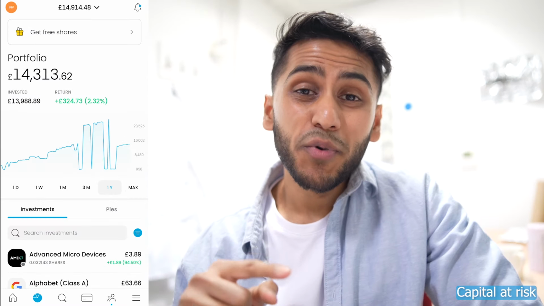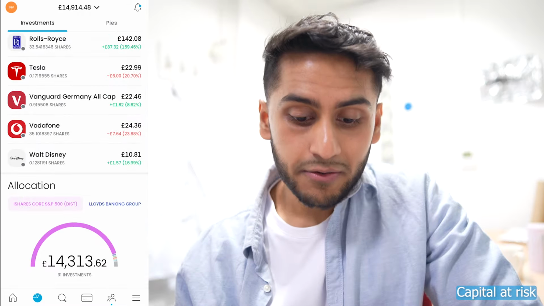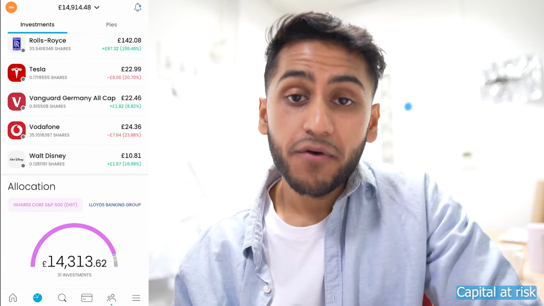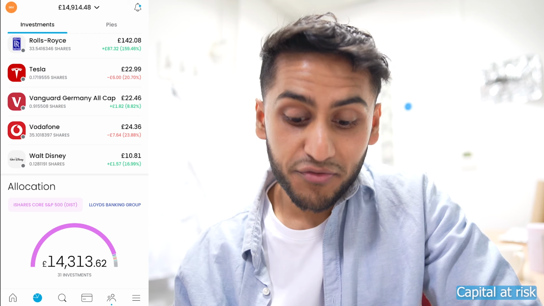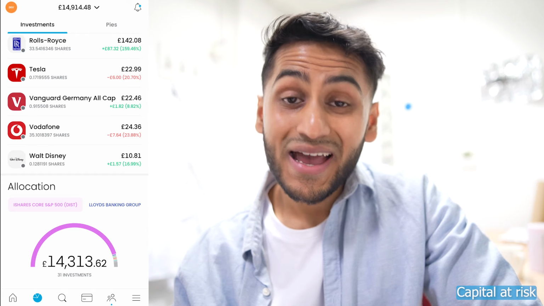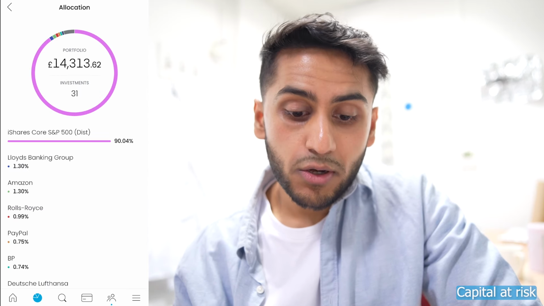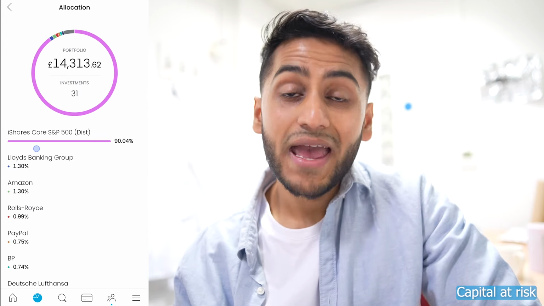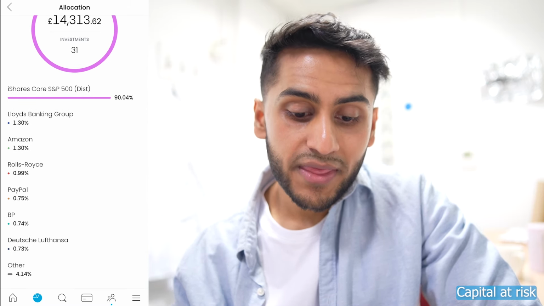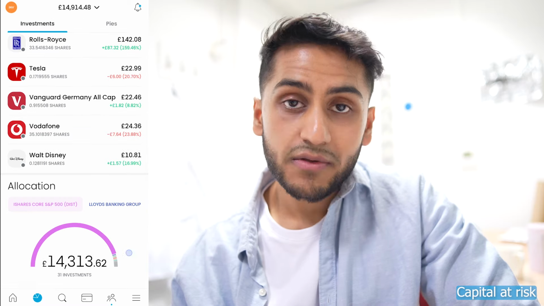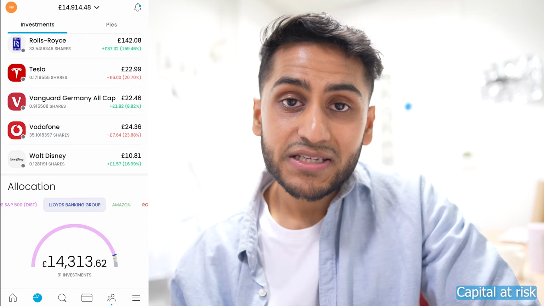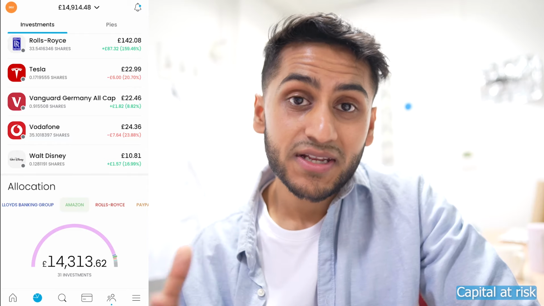So here on our portfolio screen, we can scroll down and we can get an idea of our allocation of our stocks. For example, currently I have £14,313 worth of investments. This constitutes 31 investments. I can click this here. You can see that my biggest holding by far is in the iShares Core S&P 500, and then my biggest holding afterwards is in Lloyds Banking Group, and then Amazon, and then so on and so forth. You can see that this makes slices of this half moon here. We can scroll down and see what each other big slice here is, and we can see visually what our portfolio consists of.